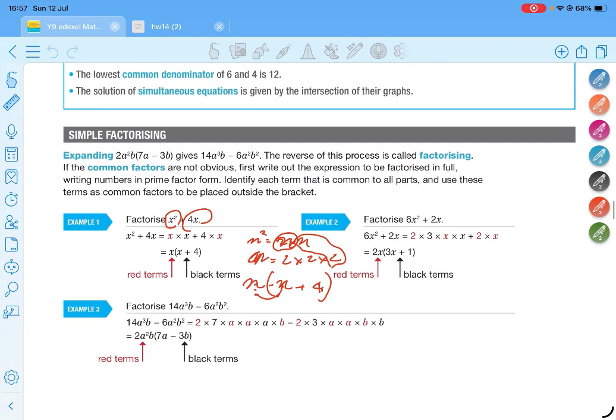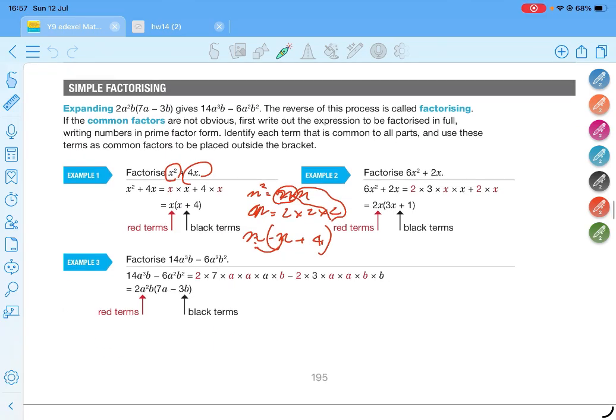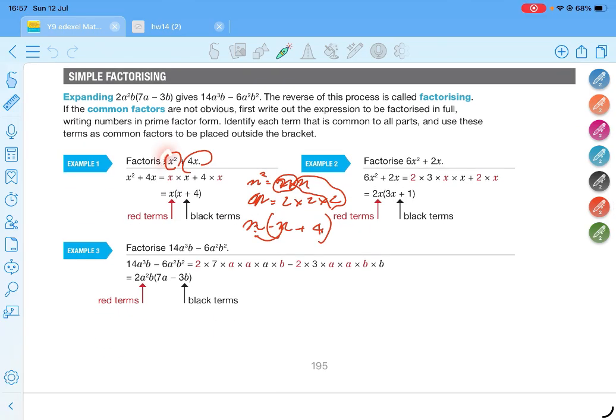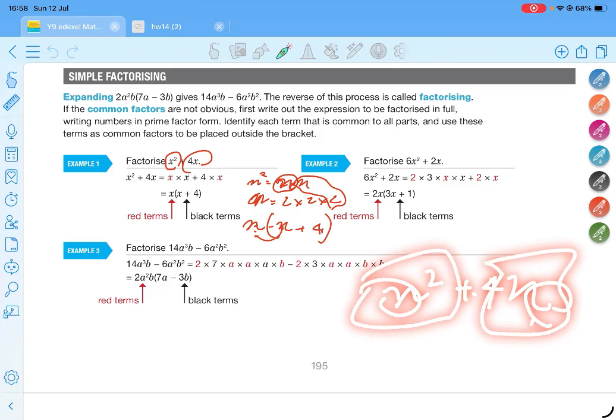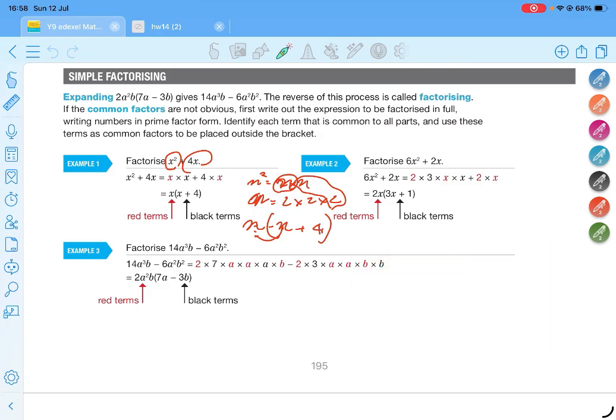I hope there is no need for an introduction, right? And you cannot add these things, right? Because they are different terms. This is x to the power 2, this is the x term. So you cannot add them. But there is a common thing you can see: x is common to both terms. We identify the common terms.